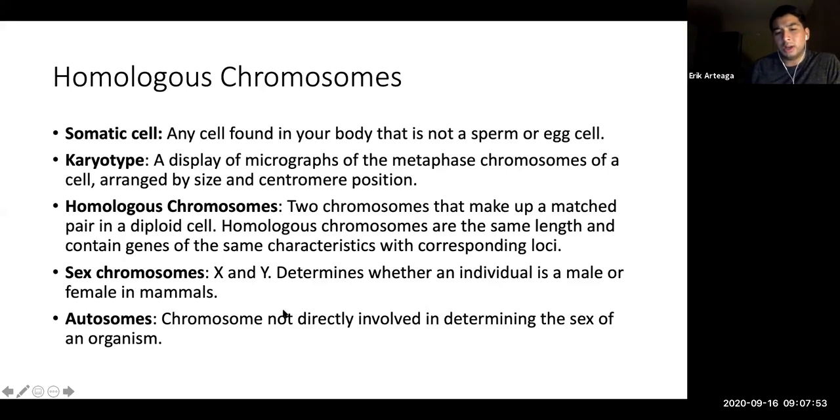Sex chromosomes, so these are the X and Y chromosomes, determine whether an individual is male or female in mammals. Autosomes are chromosomes not directly involved in determining the sex of an organism, right? So these are going to be all the other chromosomes that we have that are not X and Y.